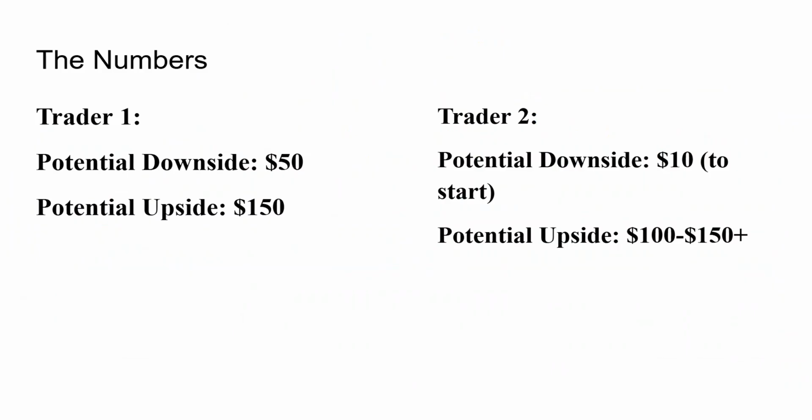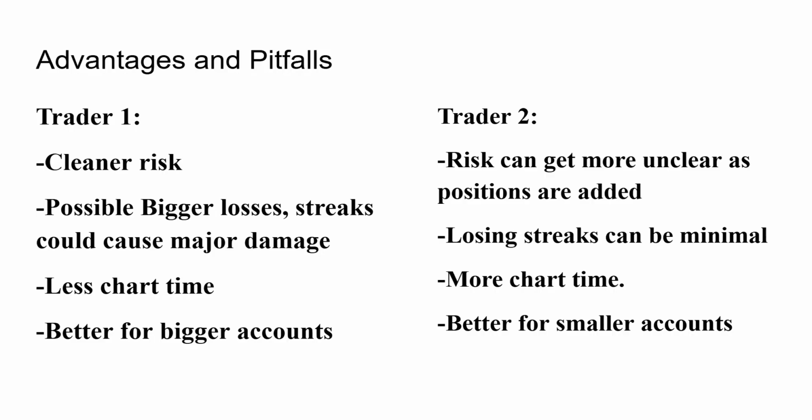So here are the numbers though. Trader one had a potential downside of 50 bucks, potential upside of 150 bucks. Trader two had a potential downside of 10 bucks to start, before he added another position. What is potential upside? I just gave a general range of between 100 and 150. We really don't know because we don't know how far price is going to go. So there are advantages and pitfalls to each method. Trader one does have cleaner risk. He knows that, hey, look, I'm risking 50 to get 150 and I'm out.